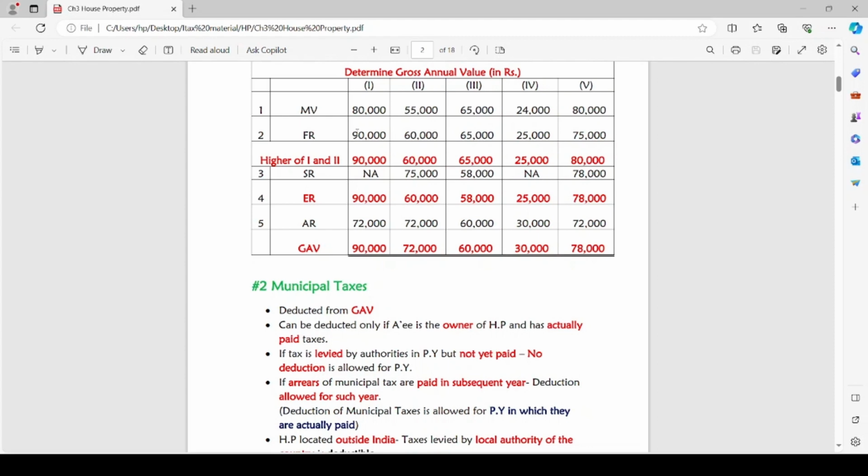The fifth house property. The municipal value is 80,000, fair rental value is 75,000. When we compare both the figures, the highest one is taken, that is 80,000. The standard rent is given as 78,000. Comparing the both, we take the lowest of both. The lowest of 80,000 or standard rent, that is 78,000, as expected rent. Actual rent is given as 72,000. Comparing the both, we take the highest of expected rent or actual rent as our gross annual value, that is rupees 78,000.